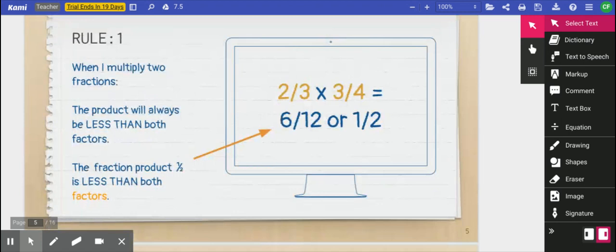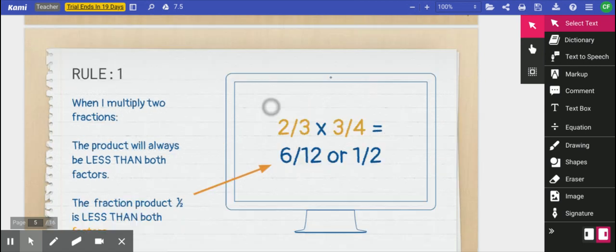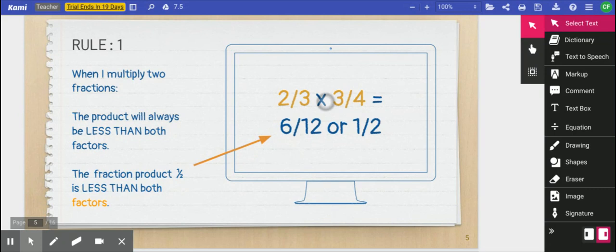When I multiply two fractions, my answer, my product, will always be less than both factors. When I multiply the factor 2/3 and the factor 3/4, my answer is 6/12, and if I simplify it, it's 1/2. The answer 1/2 is less than 3/4. It is also less than 2/3, right? 2/3, when I benchmark it, is close to 1, and so is 3/4, but a half is less than both of those factors. So rule number 1 is actually the easiest one to remember. Whenever you multiply two fractions, your product will always be less than both factors all the time.